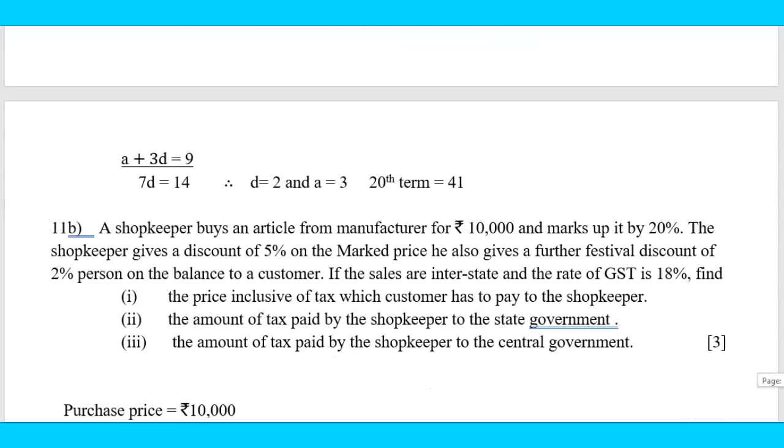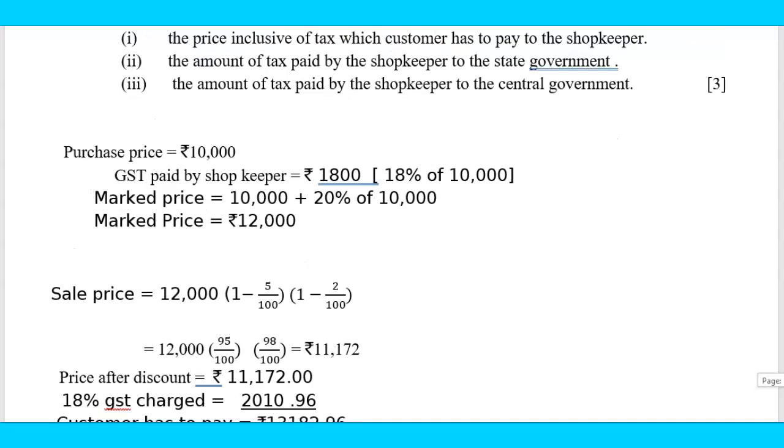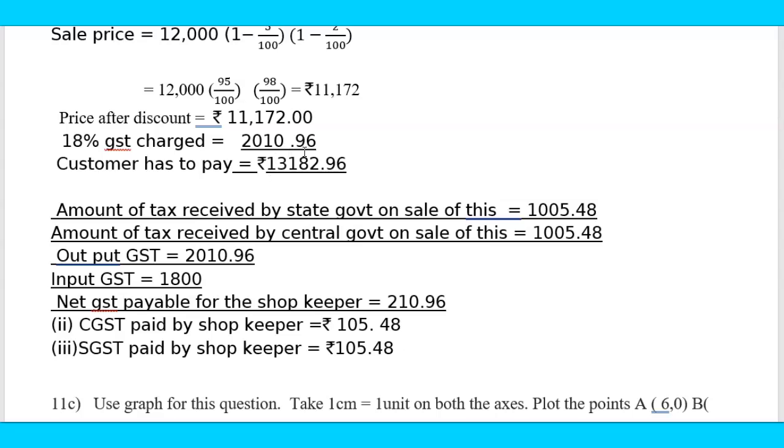Now 11b. Here, finding the marked price will get 1 mark. The price after discount will be 11,172. 18% GST will be charged on this, so that is what the customer has to pay. If you have done up to this much correctly, you will get 2 marks. Here many students have written the amount of tax received by the state government as the answer. But the amount of tax paid by the shopkeeper will not be this, because the shopkeeper will get a refund from the GST council.